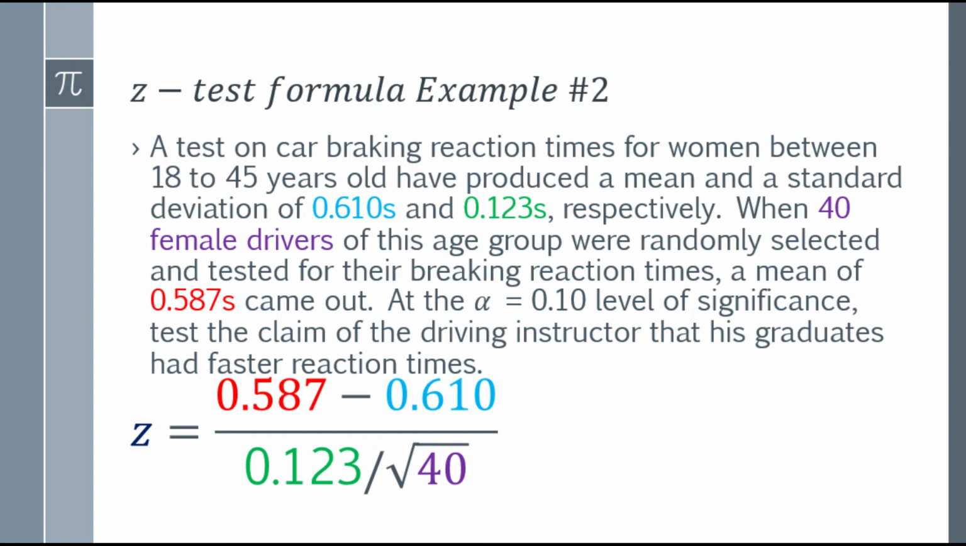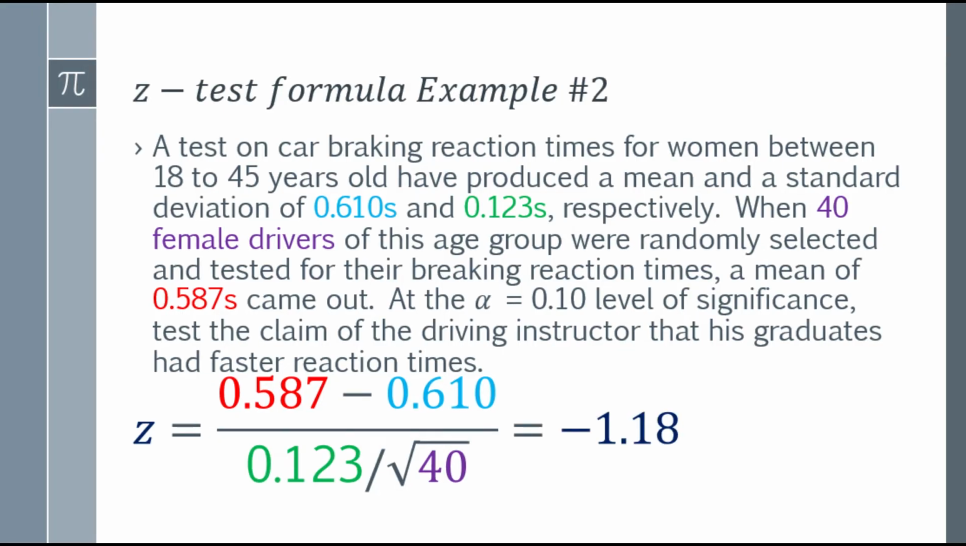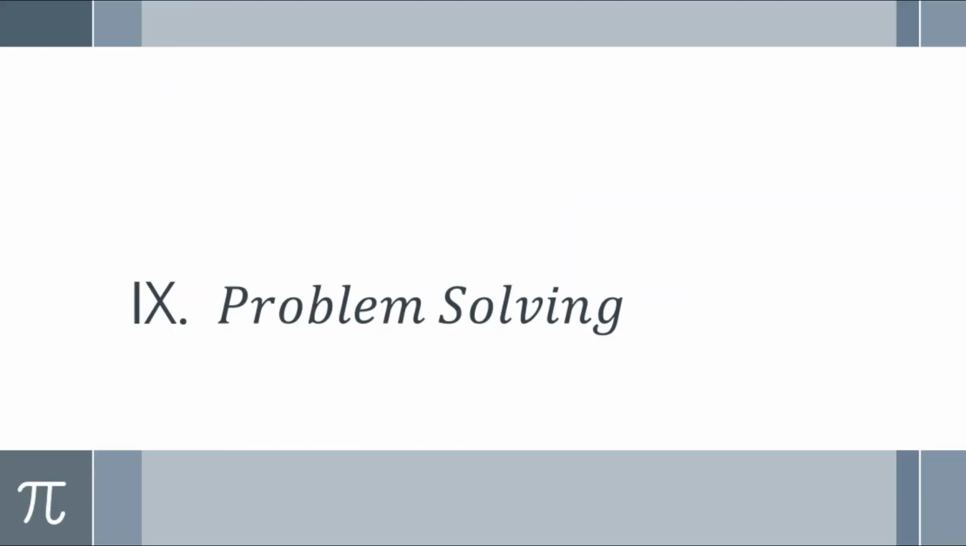Over tayo dun sa fraction na 0.123. Ito yung standard deviation natin. At yung sa loob ng square root, that will be 40. Kasi ito yung sample size. Simplifying it, you will get an answer of negative 1.18. So, ganun lang kadali para makuha yung formula na to. So, next na tayo, dinunta tayo sa problem solving.